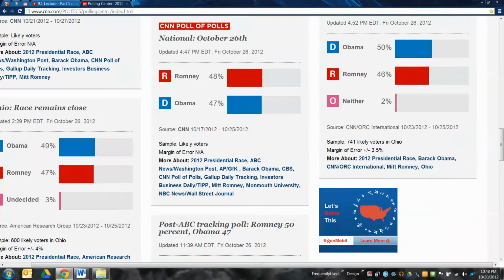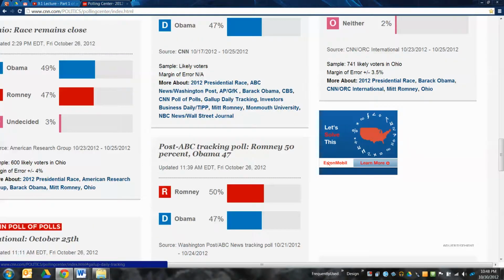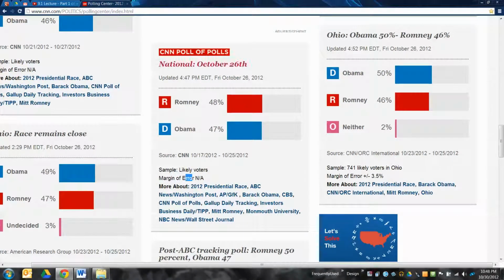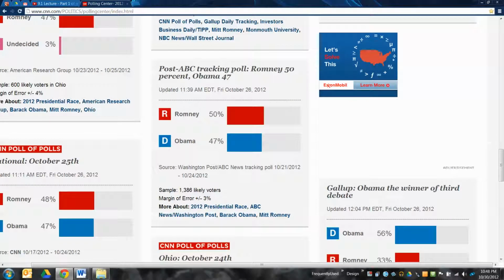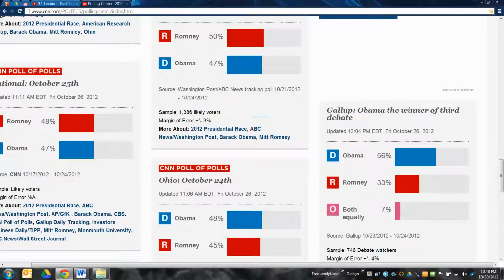Or over here, look at that. So 48, 47, that one doesn't have a margin of error. It's because it's a poll of polls. What that means is that they've averaged out all these other different polls, right? Right here, 50% for Romney, and this is the post-ABC tracking poll. So you can see there's the margin of error.